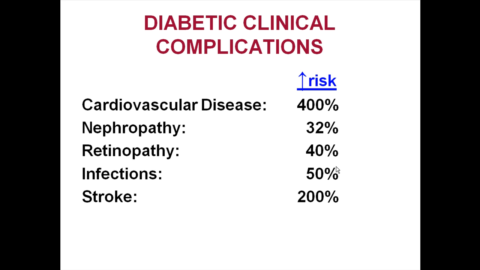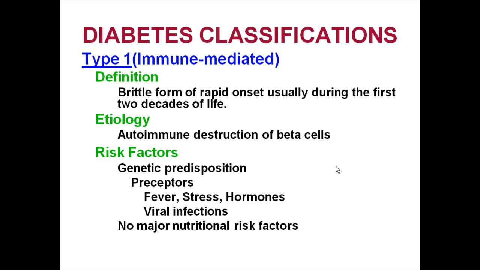Just to give you an indication of why it's so important to control diabetes, cardiovascular risk is 400 times normal, and then nephropathy, which is kidney problems, retinopathies, eye problems, infections, because you have sweet blood, bacteria love it, strokes, very high percentage. So it's very, very important to control your diabetes, because you have a high risk of other problems.